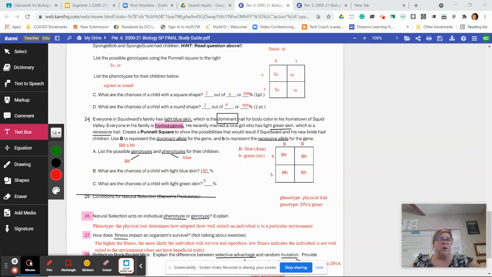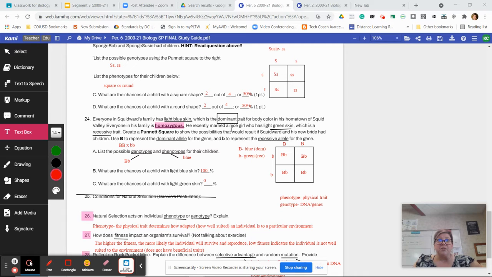We also are going to work out number 24. I've highlighted and underlined key information that you need to pick out of these problems when you are solving them. Light blue skin is the dominant trait for body color, and it says that he is homozygous, meaning he has two of the same alleles. If he's homozygous and he's blue and that's the dominant, then we know that his genotype is going to be capital B, capital B.